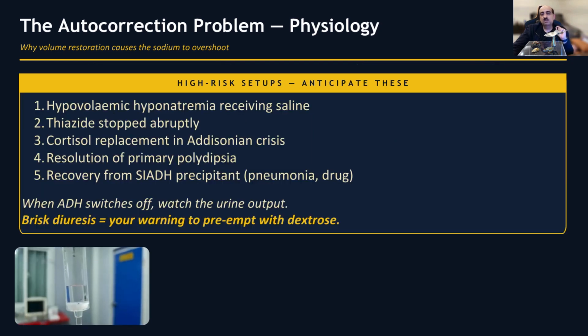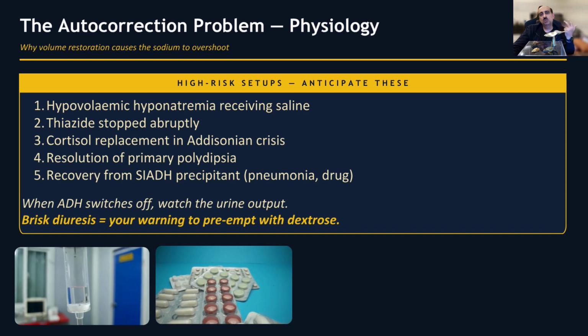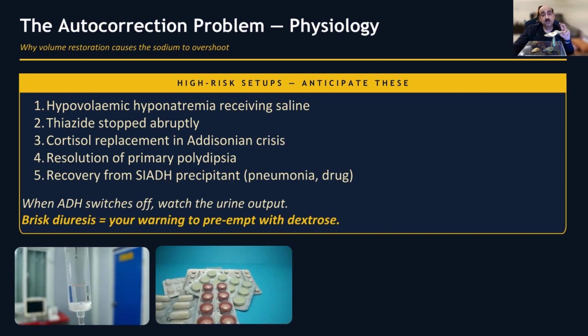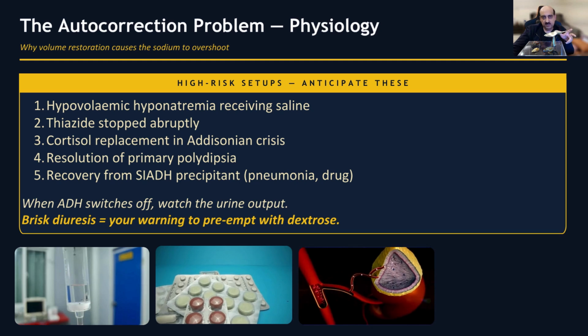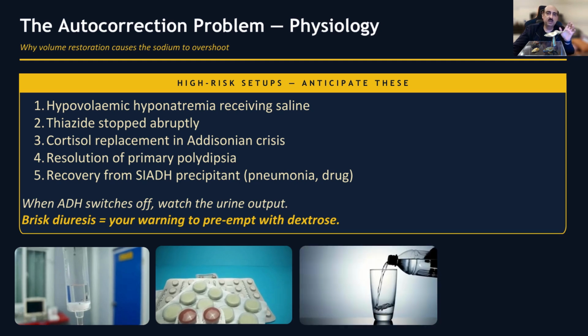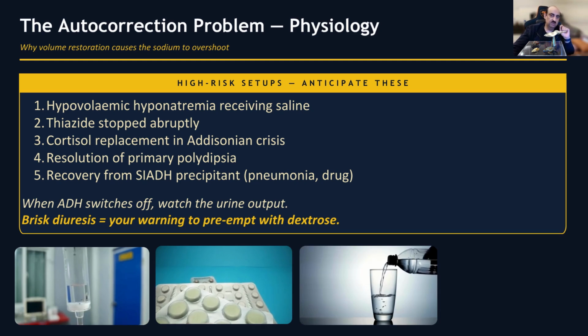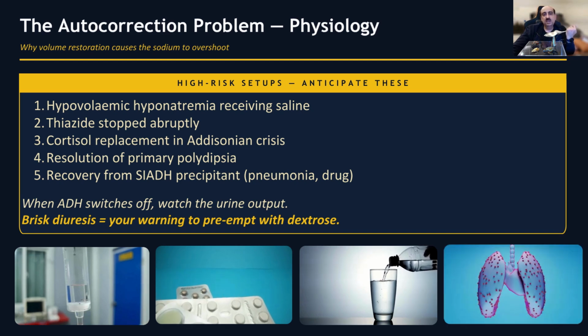The 5 high-risk conditions in which this can occur are, number 1, hypovolemic hyponatremia receiving saline, like our patient in case number 2 that we just discussed. Number 2, a patient in whom you stop thiazide suddenly and also replace potassium. Third is cortisol replacement in a patient with Addisonian crisis. Fourth, resolution of primary polydipsia, because the moment that is resolved, the same trigger will be suddenly gone. And fifth, recovery from a transient SIADH cause like pneumonia or any intracranial event, or suddenly stopping SSRIs.